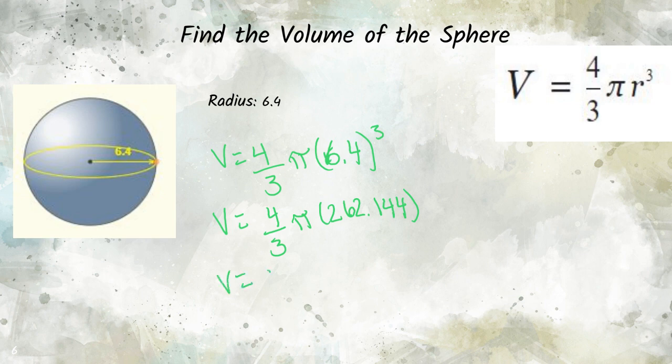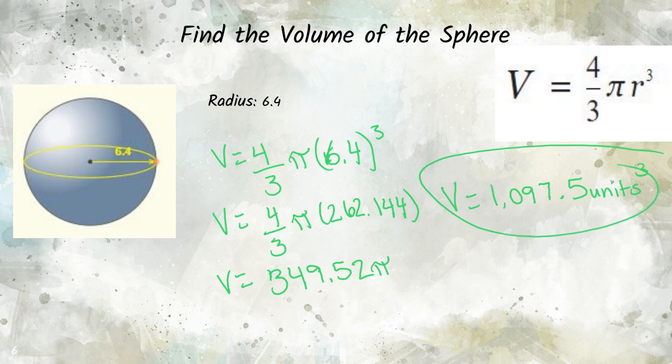When I multiply by 4/3, I get 349.52. I still need to multiply by pi, which would be multiplying by 3.14. When I do that, I get that my volume is 1,097. You should get like 1,097.50955. I'm just going to round to the nearest tenth and say 1,097.5. And again, I'm not given any units or any measurements, so it's units cubed. So if you leave your answer in pi, this would be your answer. If you multiply it by 3.14, that is your answer.